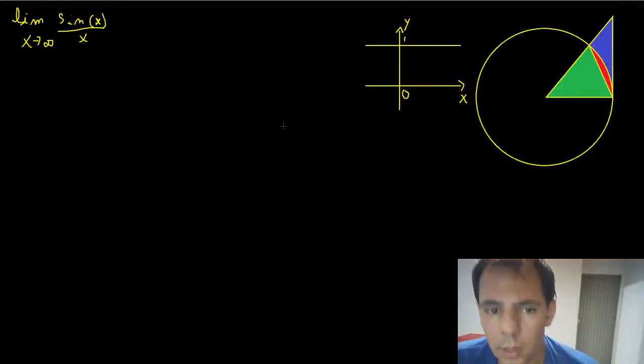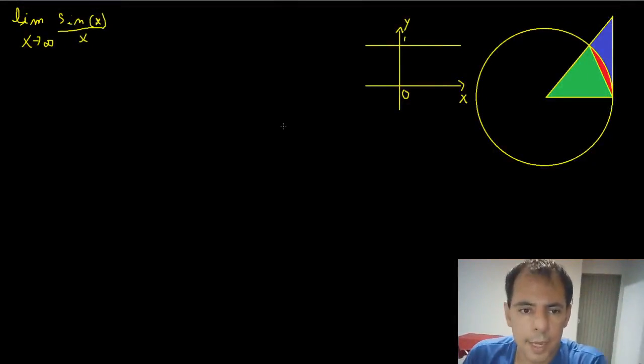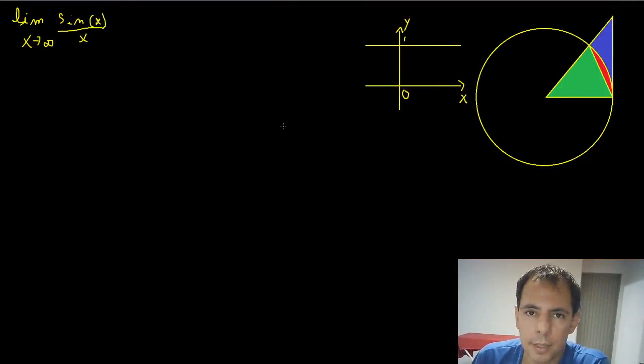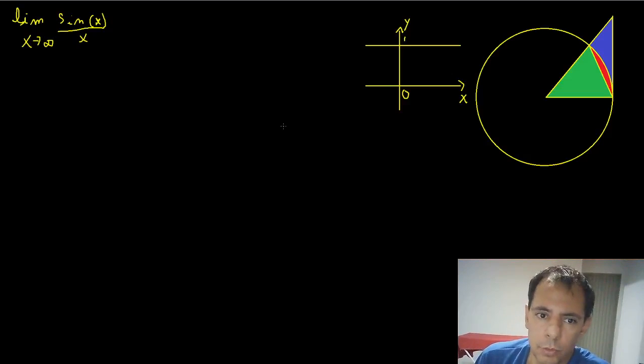Hey, today I'm going to prove that the limit of sine of x divided by x as x approaches 0 is 1. Without using L'Hopital's theorem, I'm just going to use the sandwich theorem. So what is the problem here?